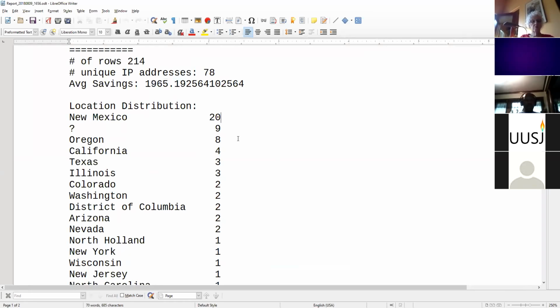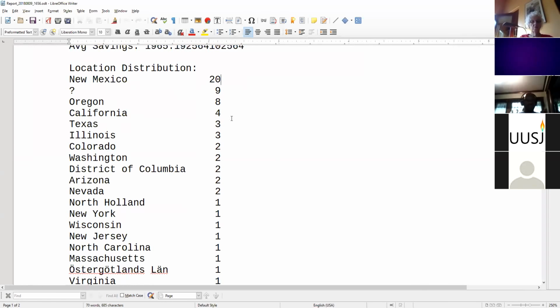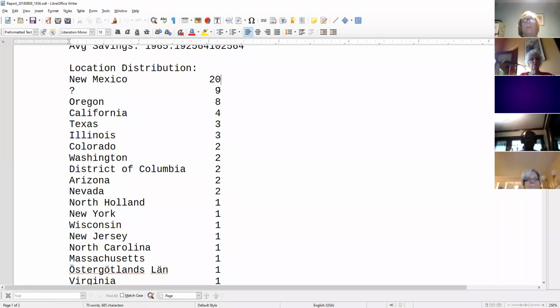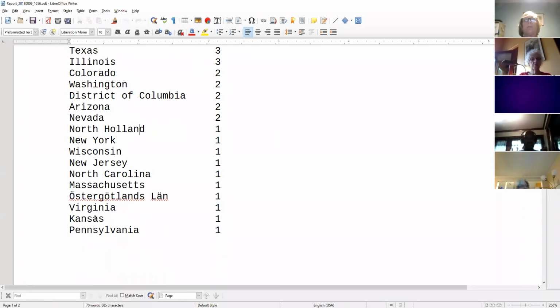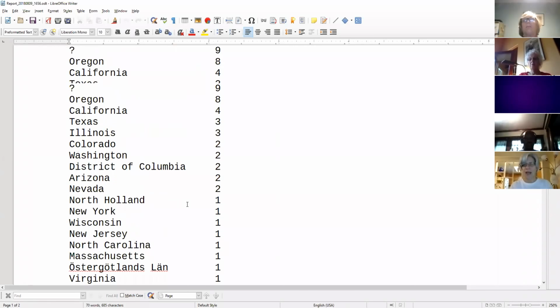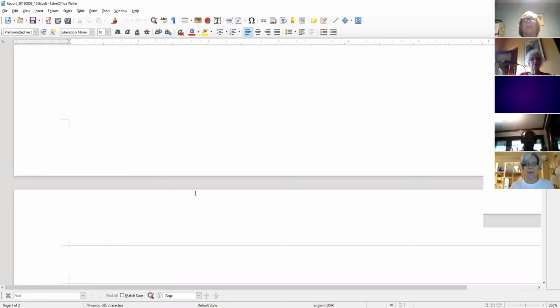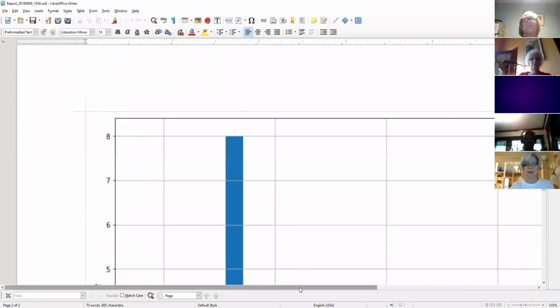Of those 78 people, the majority of them are from New Mexico. We have some people that we don't know where they're located. But interestingly, we've had a number of people from Oregon, some from California and Texas, and a bunch of states, mainly Western states, and then a couple of interesting places like Holland, and I guess that's probably Austria.